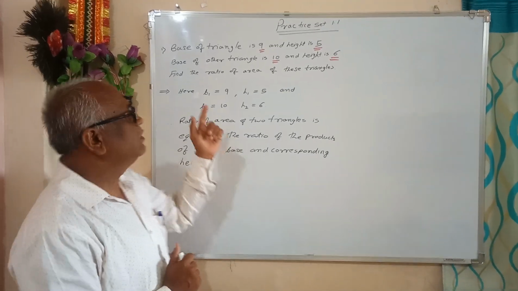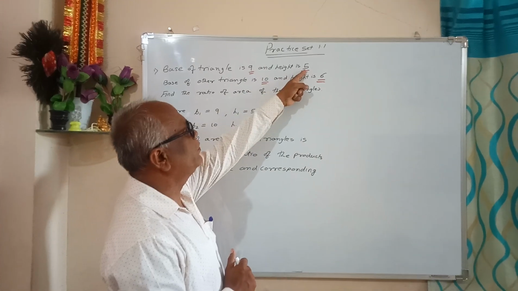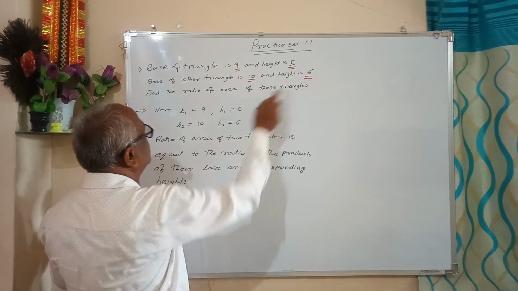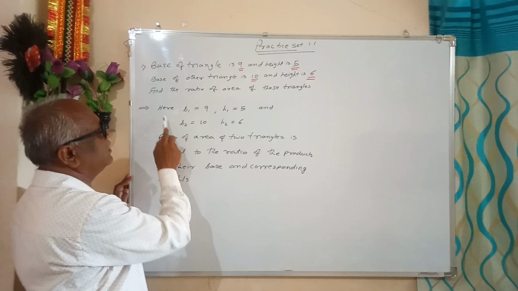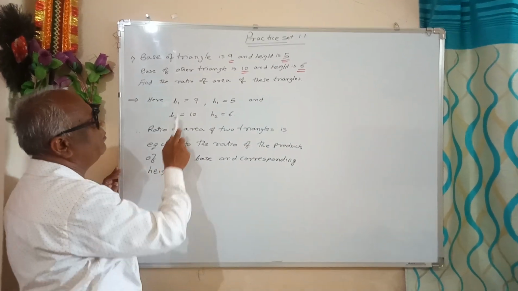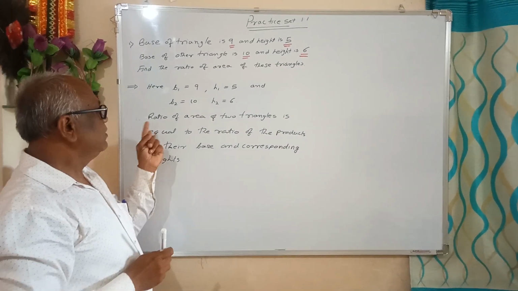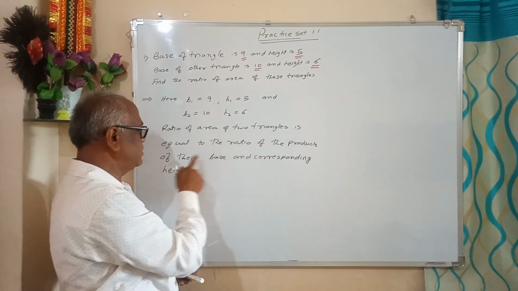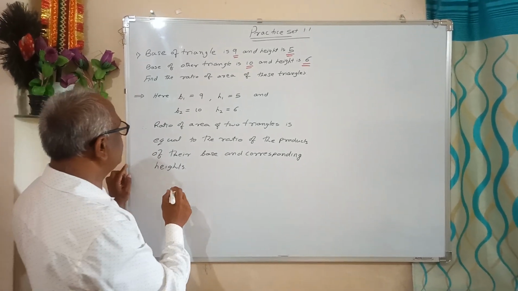Here, question number 1. The base of a triangle is 9 and its height is 5. The base of the other triangle is 10 and its height is 6. Find the ratio of the areas of these triangles. Here B1 is equal to 9, H1 is equal to 5, B2 is equal to 10, H2 is equal to 6. Then the ratio of the areas of two triangles is equal to the ratio of the products of their base and the corresponding height. By using this, we will solve now.